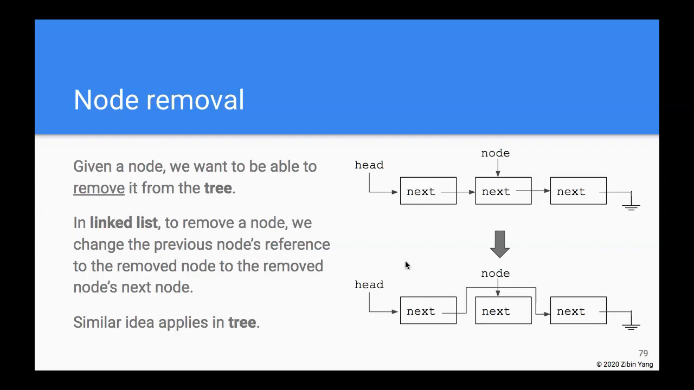Now, to do a quick review, in a linked list, when we want to remove a given node, what we do is we set the previous node's next pointer to skip the current node and just point to the next node of the current node. So we will do something very similar when we remove a node from a tree.